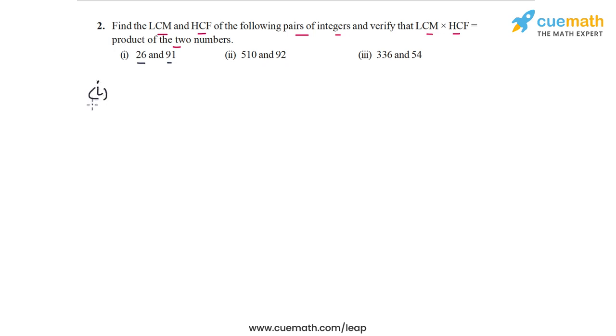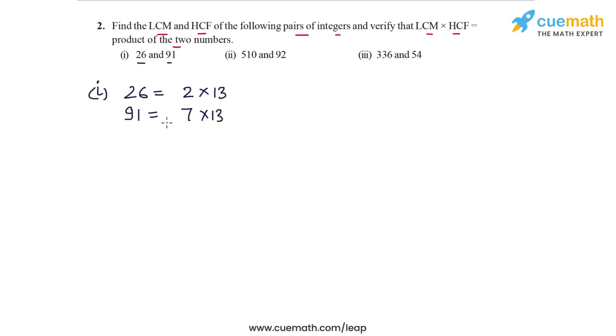These integers are small enough that we can prime factorize them directly. We don't really need to build factor trees here. We can get to the prime factorization directly. So 26 can be prime factorized as 2 into 13 and 91 can be prime factorized as 7 into 13.